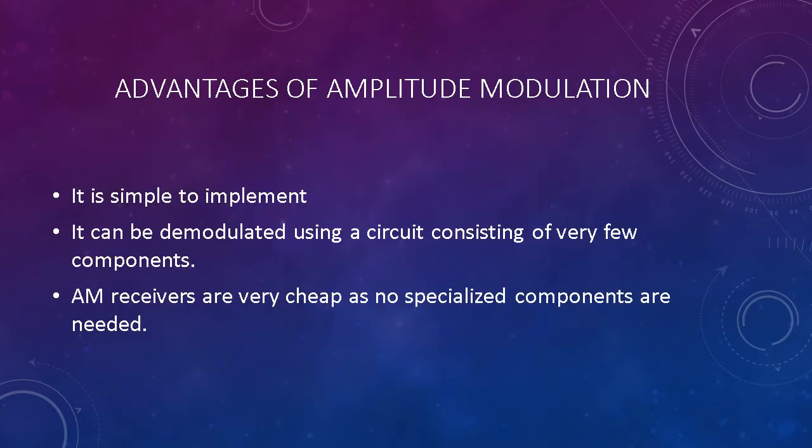Advantages of amplitude modulation. It is simple to implement. The implementation of amplitude modulation is very simple. You just need to add the carrier signal with the original signal, then amplitude modulation will occur. It can be demodulated using a circuit consisting of very few components. By modulated, we mean the signal is changed. Now to bring it back to its original signal, it can be done easily with the help of a few components using a circuit. Now amplitude modulation receivers are very cheap and no specialized components are needed. So if you want to buy an amplitude modulation receiver, it is very cheap, so the cost is very low and no specialized components are needed. That means no extra work is needed.